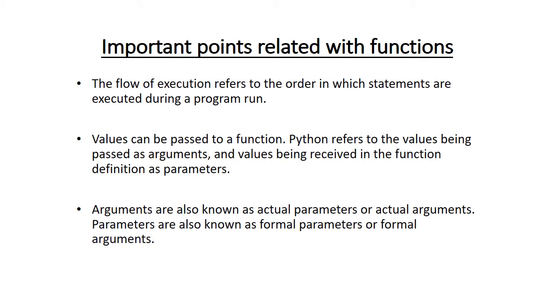The flow of execution refers to the order in which statements are executed during a program run. Values can be passed to a function. Python refers to the values being passed as arguments and values being received in the function definition as parameters. We can see the examples later. Arguments are also known as actual parameters or actual arguments. Parameters are also known as formal parameters or formal arguments.